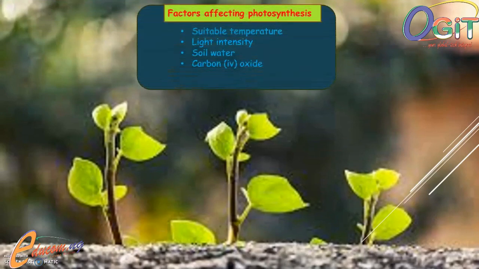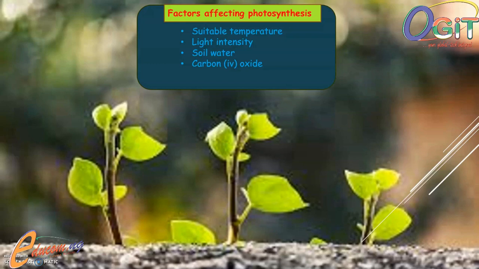Now to the factors affecting photosynthesis. Number 1 is suitable temperature. There's an optimum temperature at which photosynthesis can take place at a very good rate. A very low temperature will slow down photosynthesis, while a very high one will denature the enzymes that are present for photosynthesis to take place, which hinders photosynthesis.